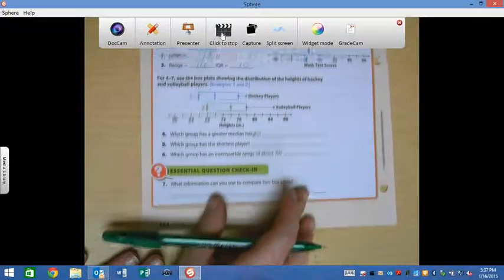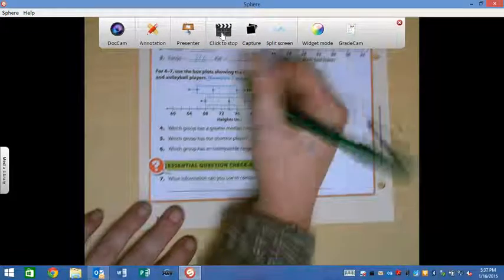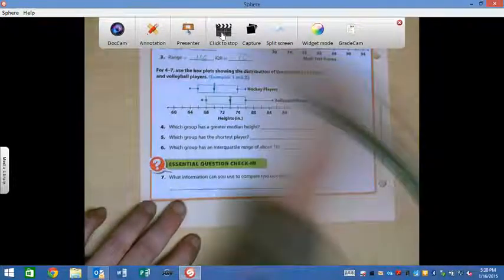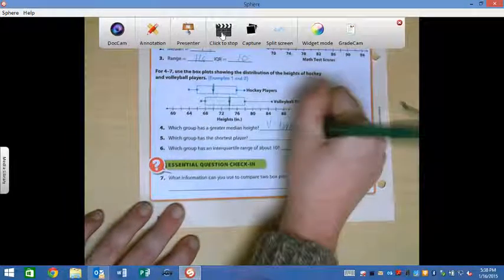4 through 7, which group has a greater median height? We'll look at it. Here's our medians. Which one has a greater median? Volleyball. So I'm going to put V-ball. I'm going to abbreviate here.